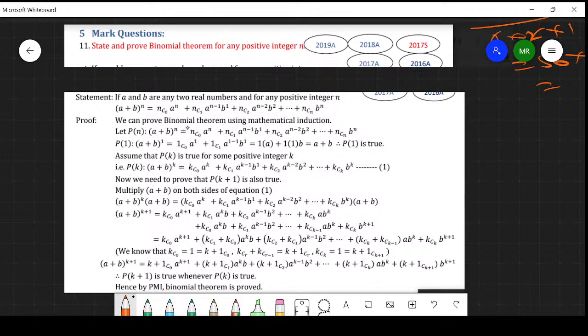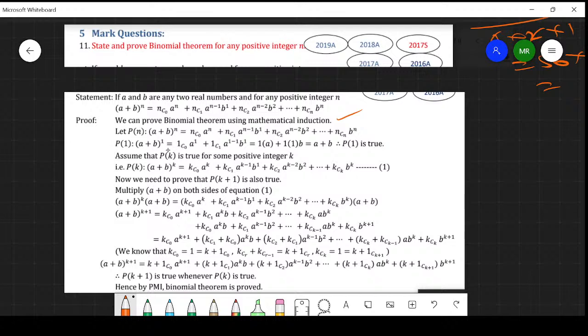Now we can prove this binomial theorem using mathematical induction. What is mathematical induction? Let P(n) be the given statement. This entire statement, let it be P(n). In mathematical induction, you should prove for n equal to 1. Assume it is true for k. Prove that it is also true for n equal to k plus 1.